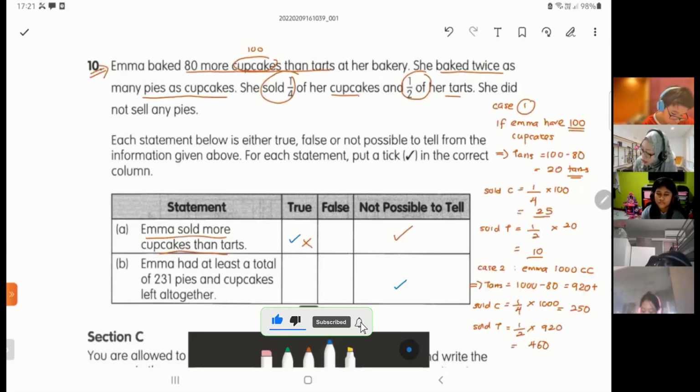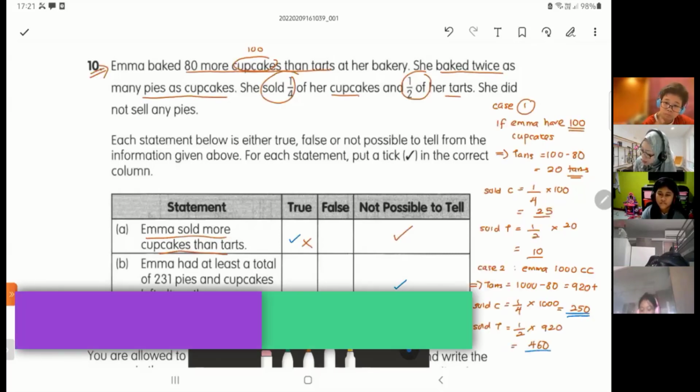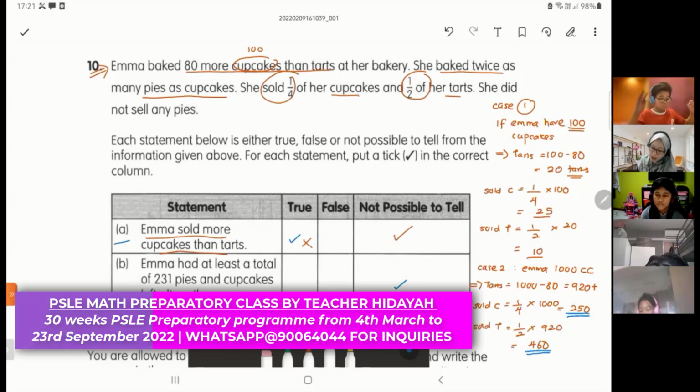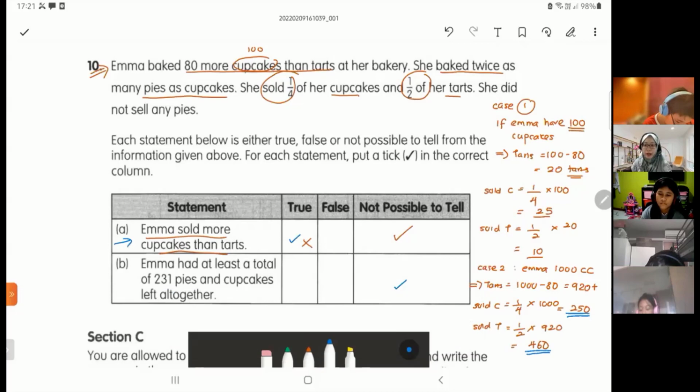Can you see that now my sold cupcakes and tarts is no longer what the statement says? Emma sold more cupcakes than tarts? No, no longer, right? So we cannot assume that just because the cupcakes are more than tarts at first, it will always be more when sold. It depends on the exact number. So this is not right. The answer is A.